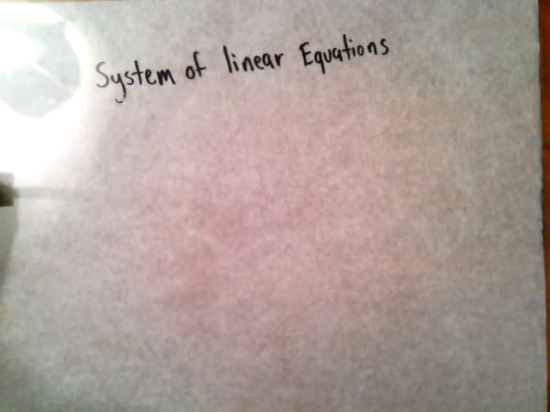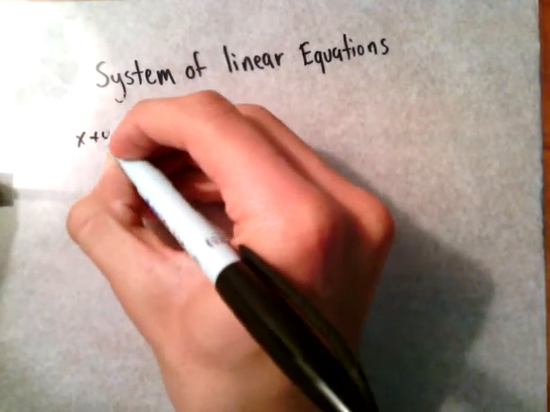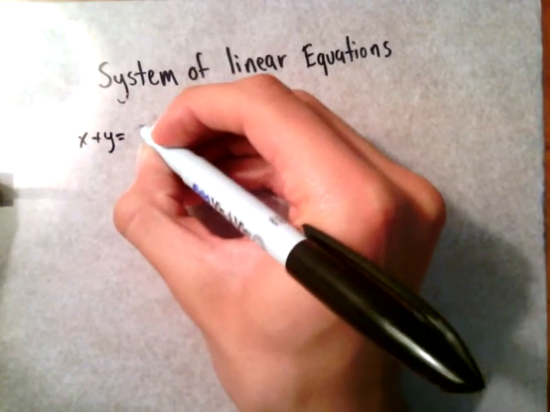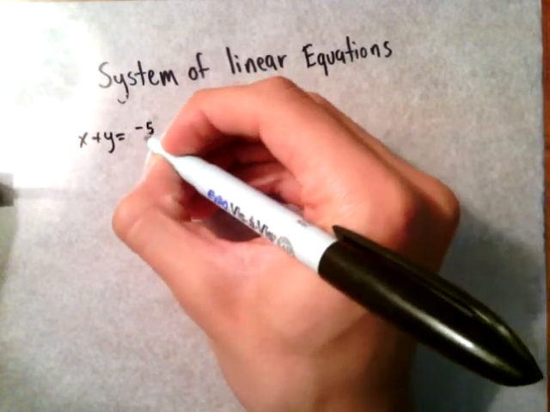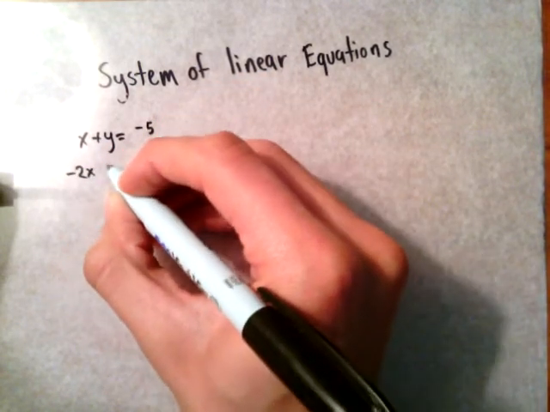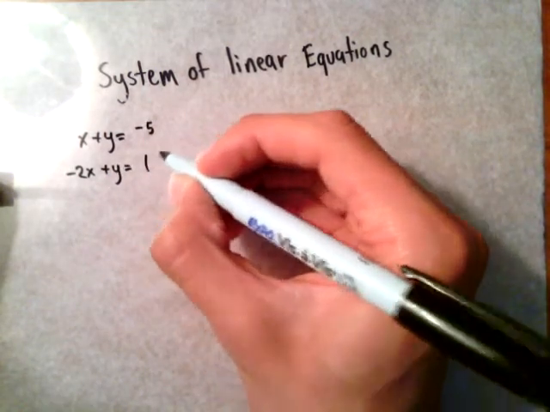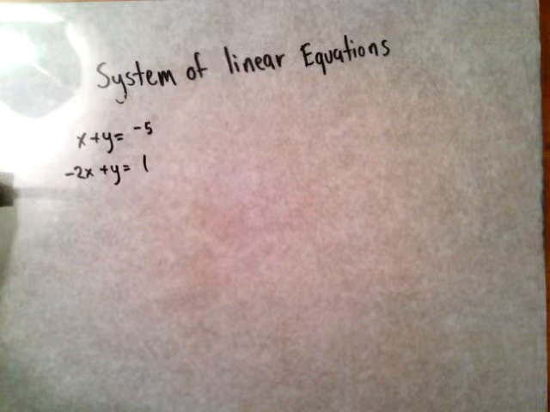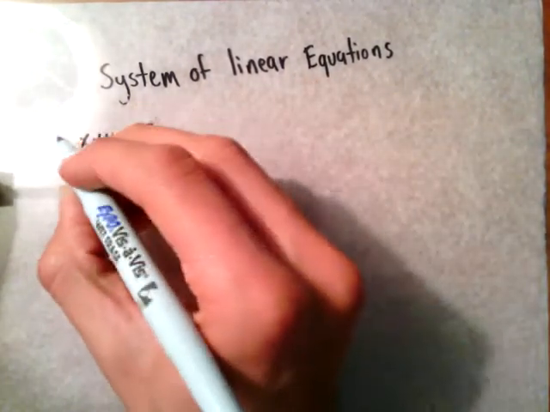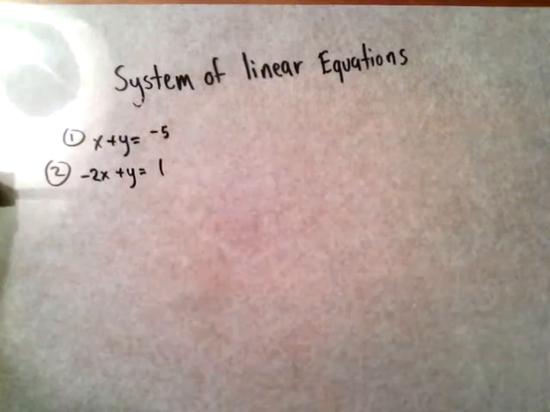I have two linear equations. The first one is x plus y is equal to negative 5, and the next equation is negative 2x plus y is equal to 1. So I'm just going to label them. This is equation 1 and this is equation 2.